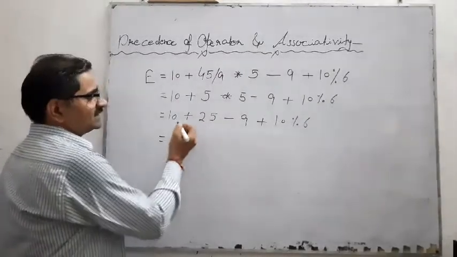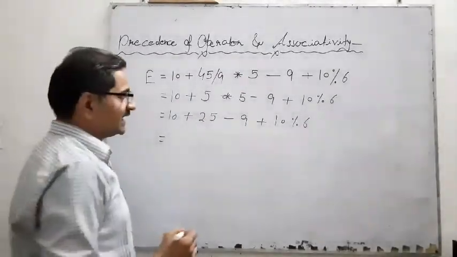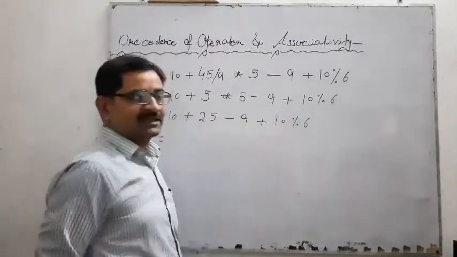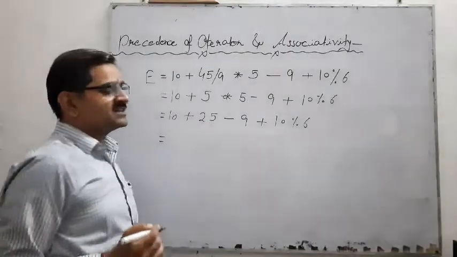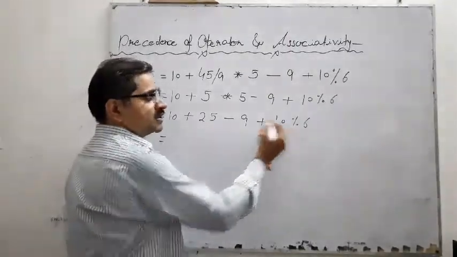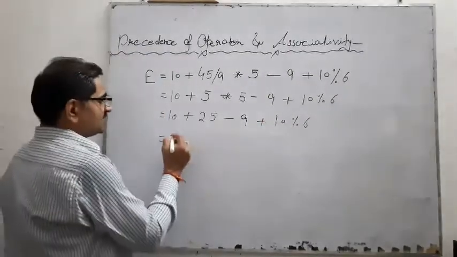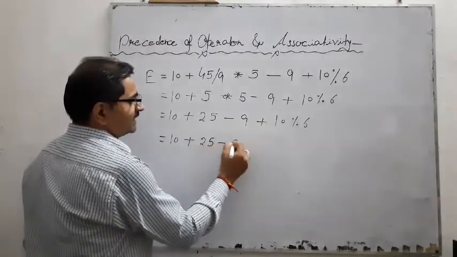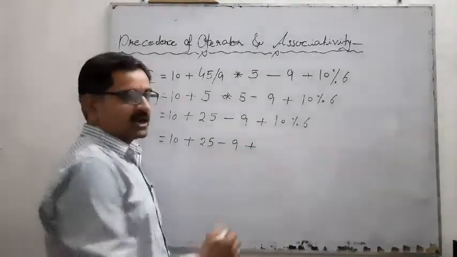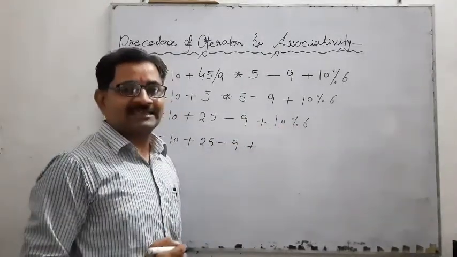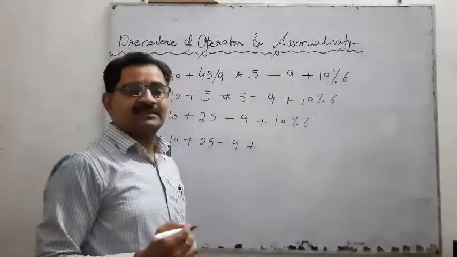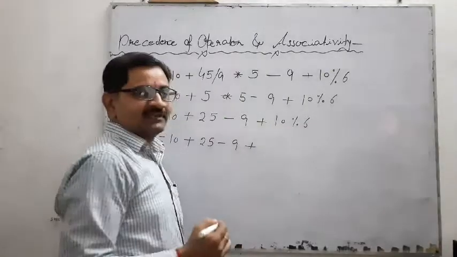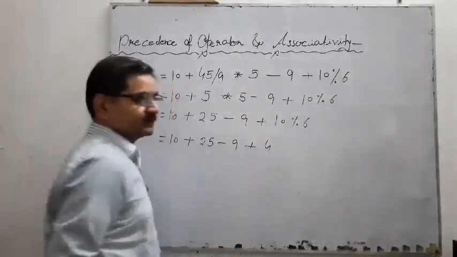Now the current expression has addition, subtraction, addition, and again modulus. Among all operations the higher priority is that of the modulus operator. So here we have 10 + 25 - 9 + now 10 mod 6. The mod operator gives the remainder. When we divide 10 by 6 we get the remainder 4.